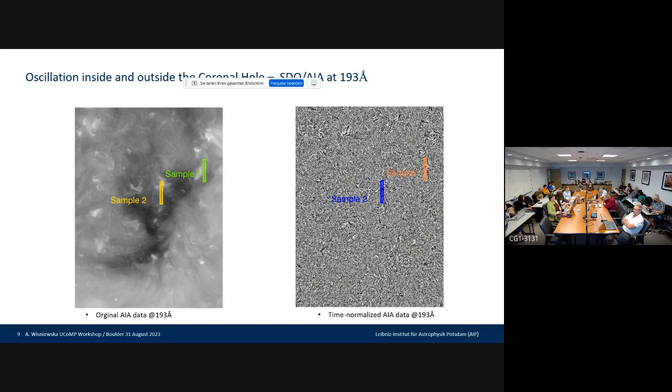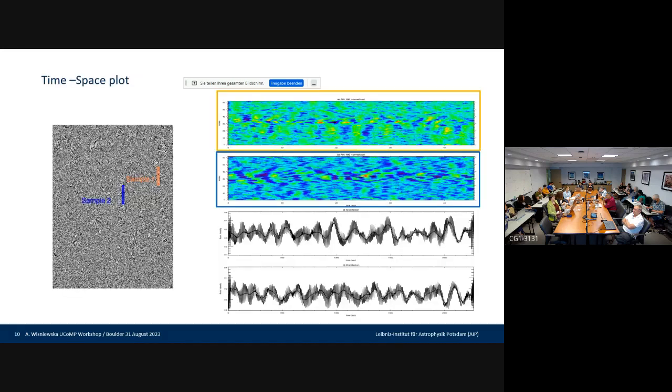We did this also for the different filtergrams, but I'm presenting here only one. So I did a very, very simple time-space plot, just investigating how the plasma is moving over time. And we can identify some oscillation, but this is not so accurate.